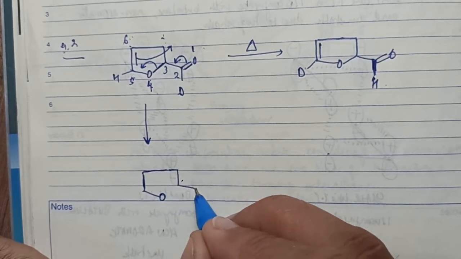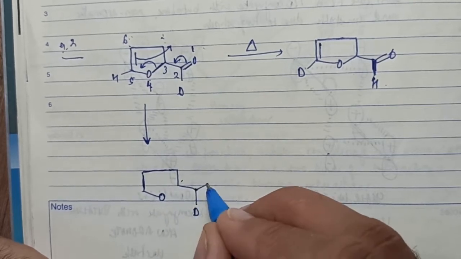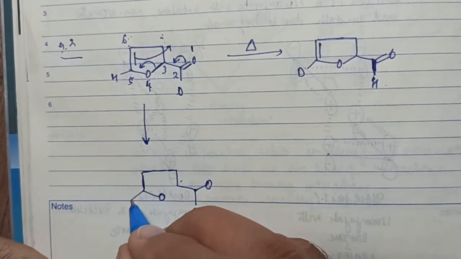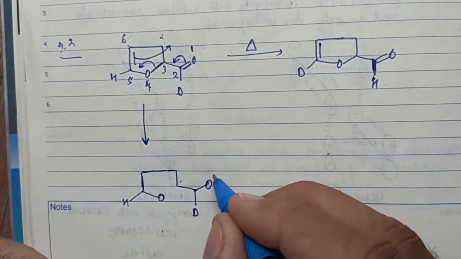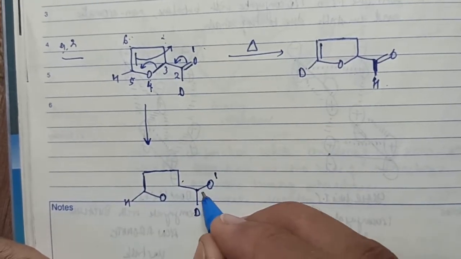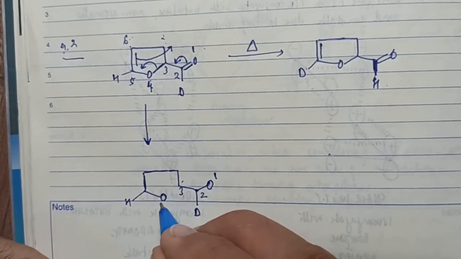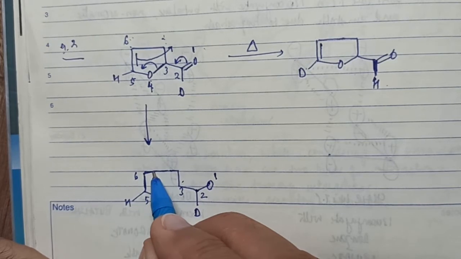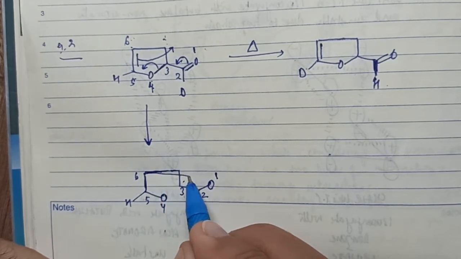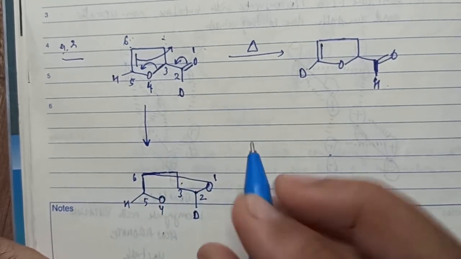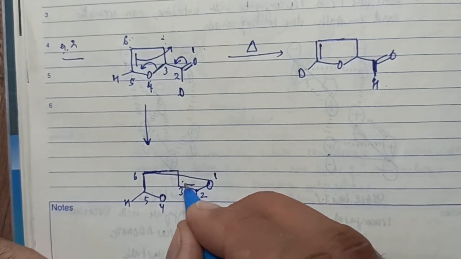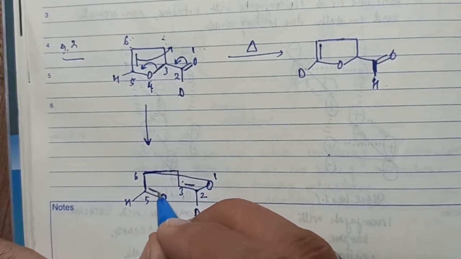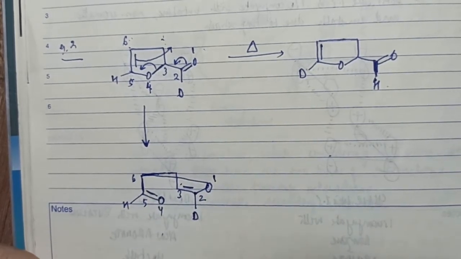This was the molecule, deuterium, oxygen, hydrogen here. This number was, I'll retain the numbering here, 1, 2, 3, 4, 5 and 6, and as I've told you, there's a bond formation between 1 and 6. 1-2 double bond goes to 2-3, 5-6 double bond goes to 4-5. Now this is my product of the rearrangement which has happened.